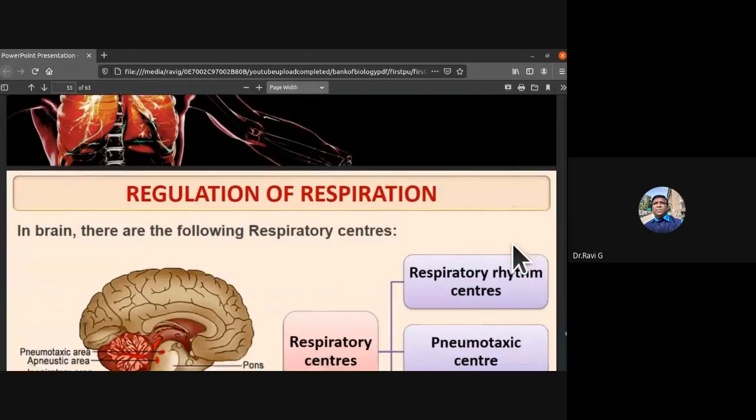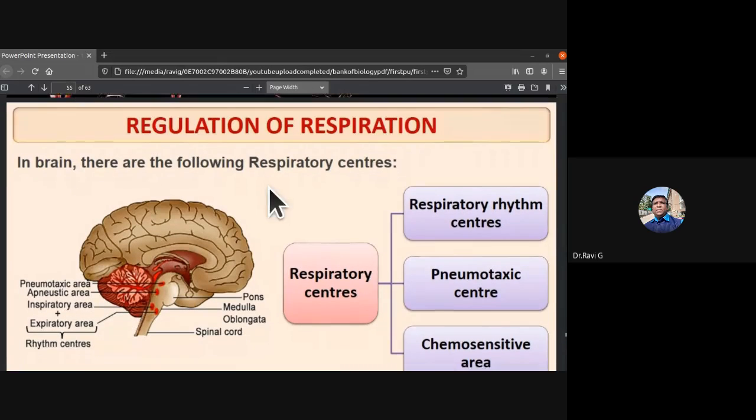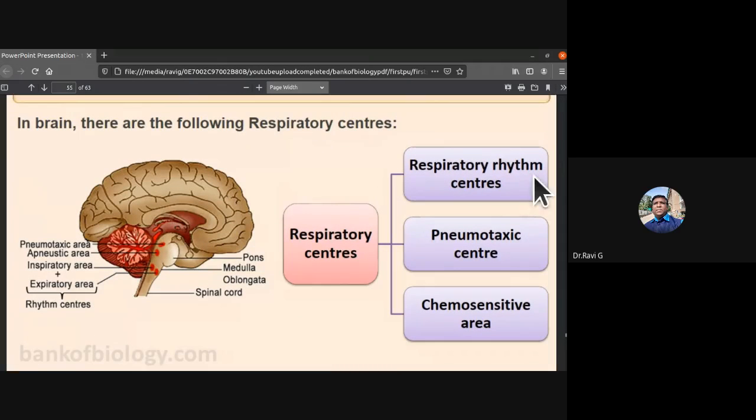Then the regulation of respiration. In the brain, there are respiratory centers which regulate respiration: the respiratory rhythm center, pneumotaxic center, and chemosensitive area. You can remember these as the RPC. These are the three respiratory centers which control breathing.